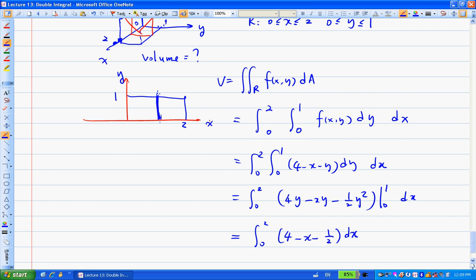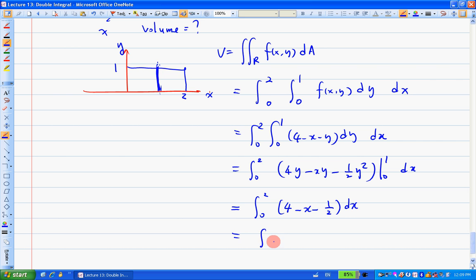Here 4 minus 1/2 is 7 over 2, so 7/2 x minus 1/2 x squared, from 0 to 2. Substituting the values, you get 5. So this is the order of integration, dy first, then dx. You can try dx first, then dy, and you should get the same thing.